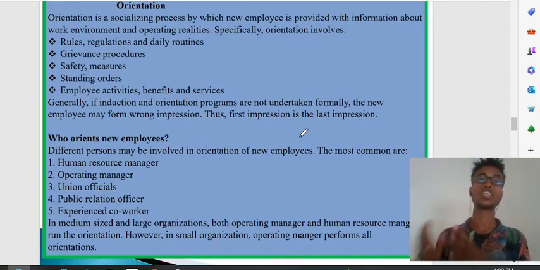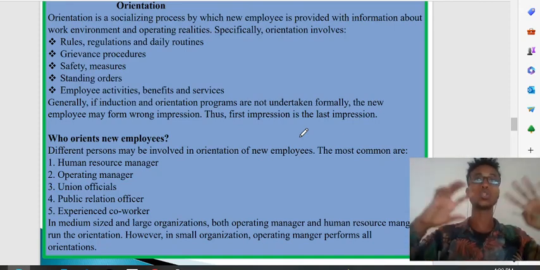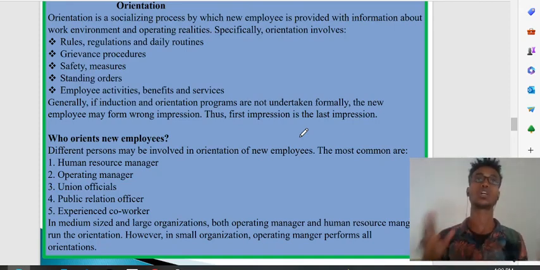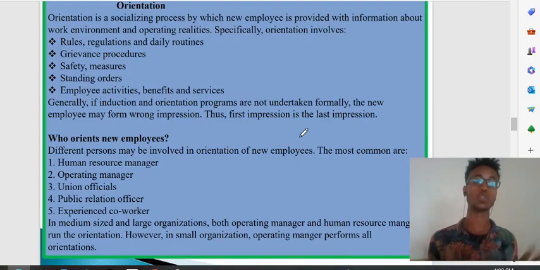rules, regulations, daily rules, standing order, employees' activity, benefit service, safety measures, grievance procedure, and so on.